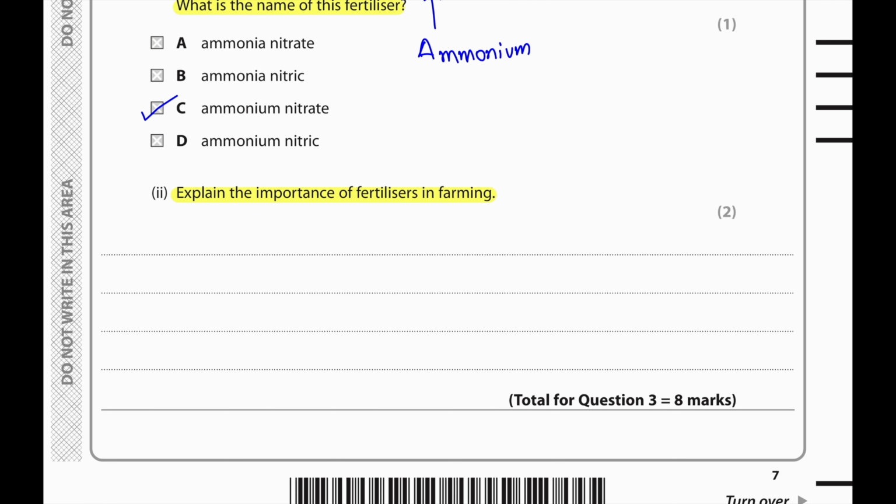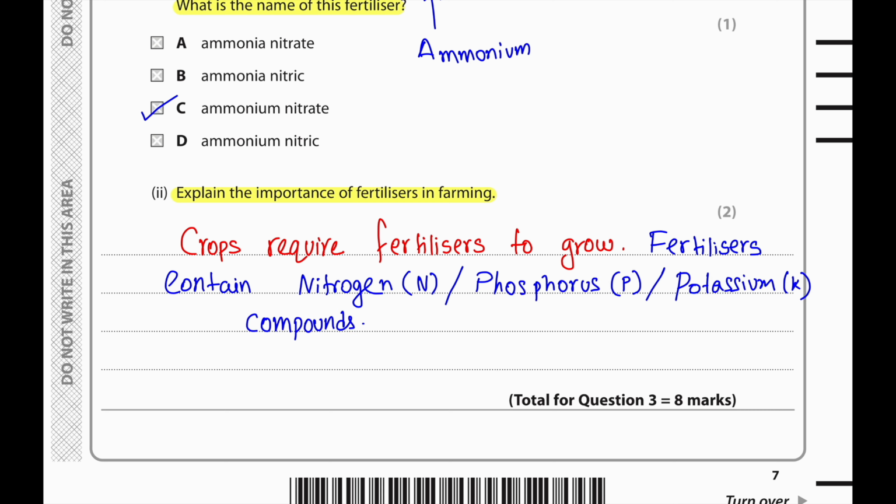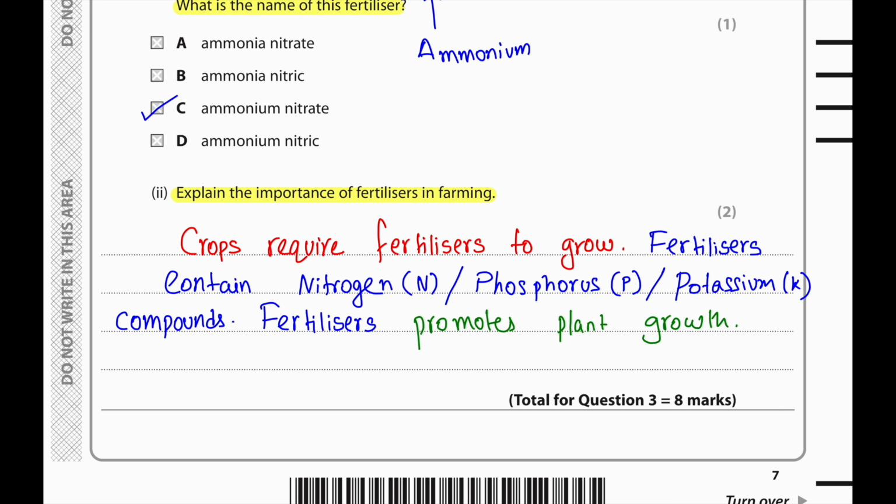For this particular question, you can give a generalized answer every time. The answer can be written as follows. Crop requires fertilizer to grow. Fertilizer consists of nitrogen, phosphorus, and potassium compounds. These compounds promote plant growth, thus increasing the yield of crop, and this means a greater profit. Any two of the points will give you your full marks. So do not be tempted to write more than 2 points. Just choose any of the 2 points which you like and repeat it whenever you have a question that says importance of fertilizers in farming.